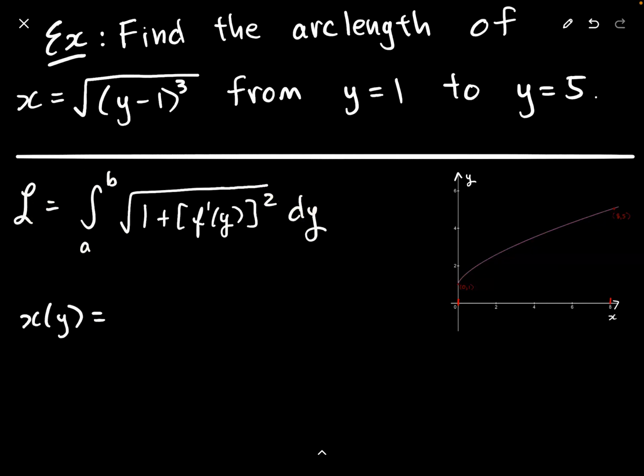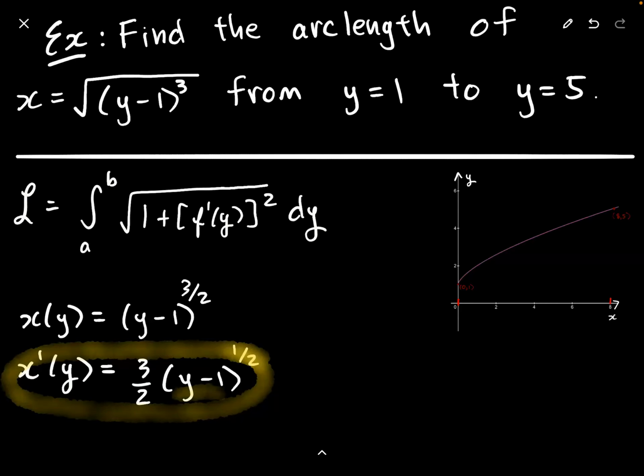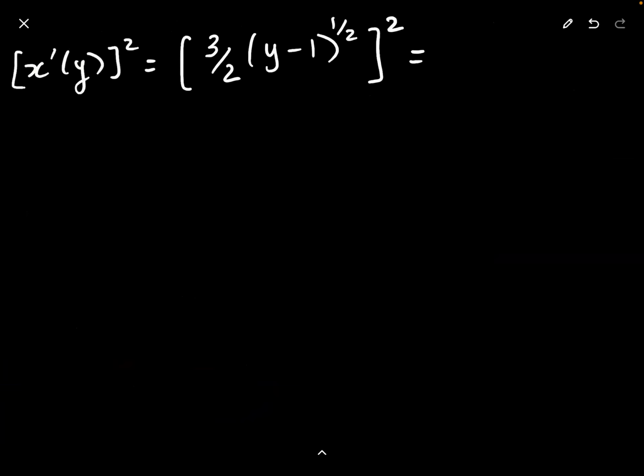y minus 1 is cubed and square rooted, so we'll rewrite it as y minus 1 to the power 3 over 2. So we took the derivative using the chain rule. u to the 3 over 2 is 3 over 2 u to the 1/2, and the derivative inside is just 1 with respect to y. So next we can square x prime. So 3 over 2 squared will be 9 over 4, and the square and the square root will cancel out, so we'll just have y minus 1.